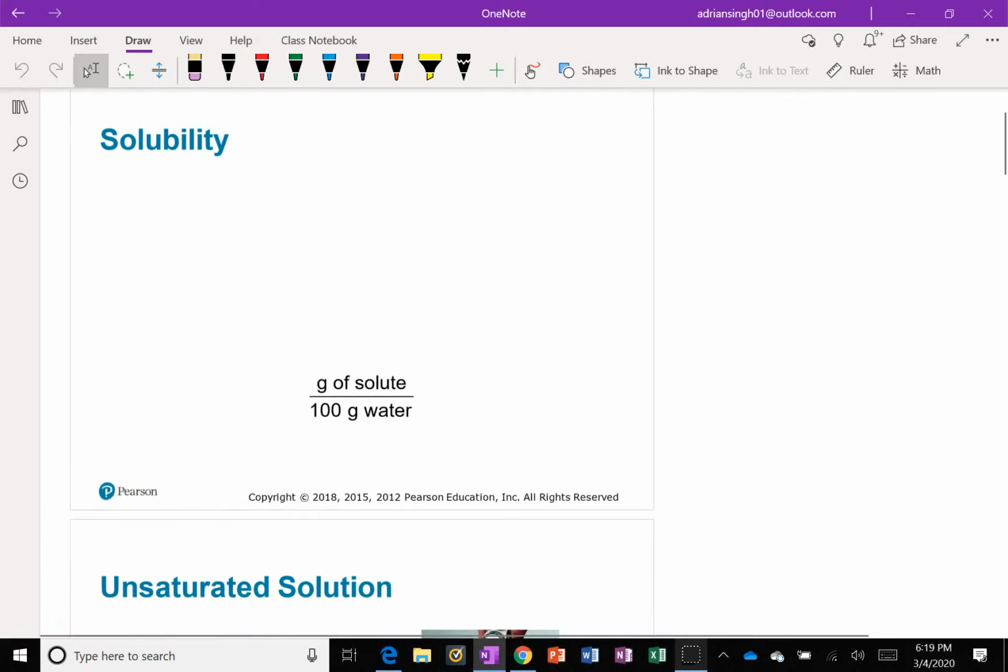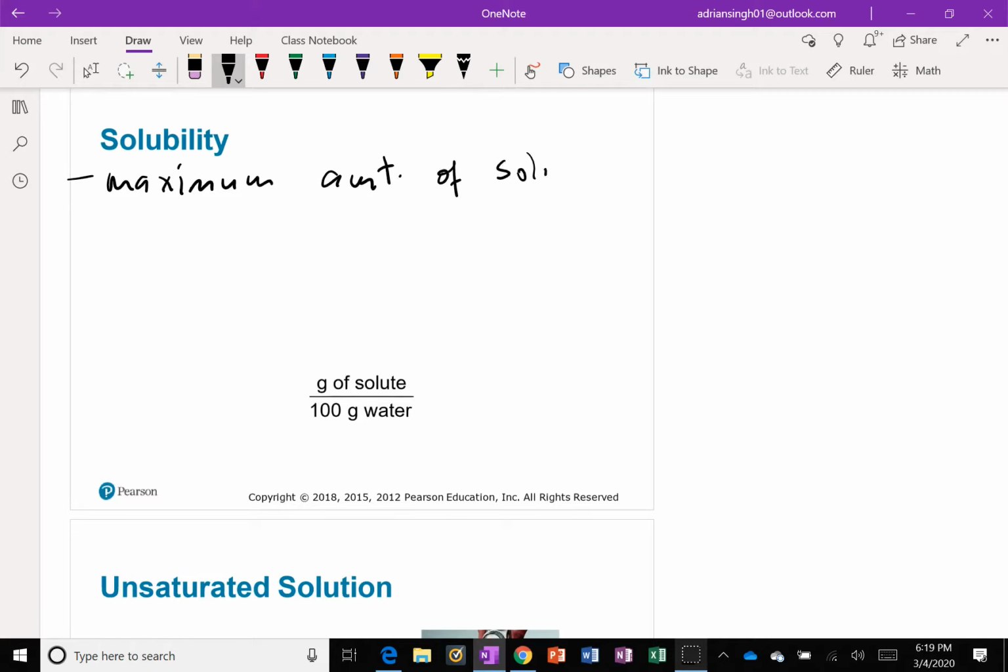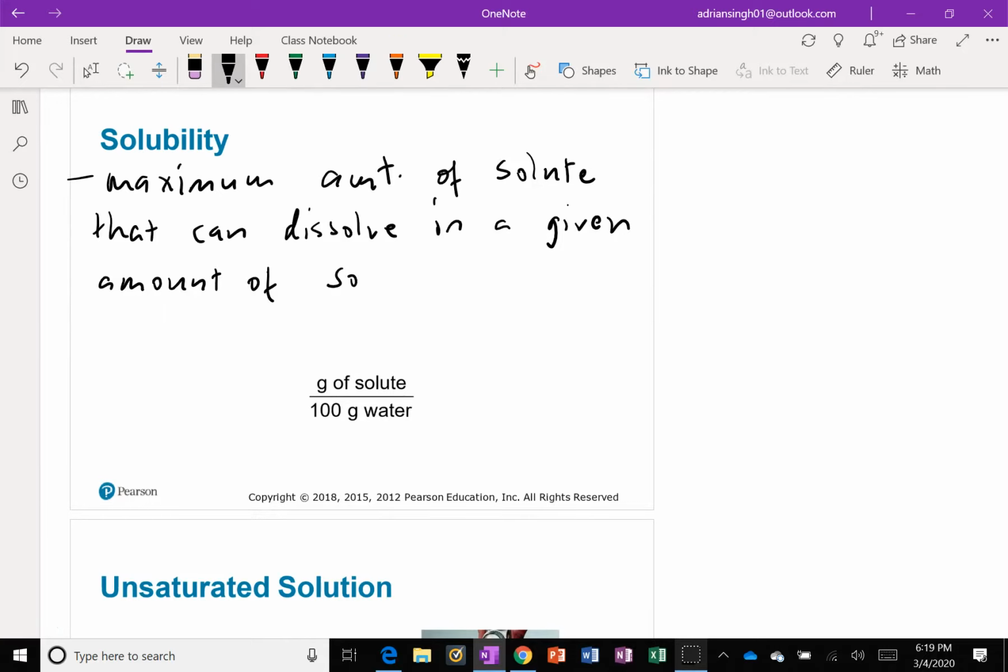And the first thing we're going to look at here is the solubility, which gives us an idea of the maximum amount of solute that can dissolve in a given amount of solvent, and then I'm going to put in parentheses, at a specified temperature.